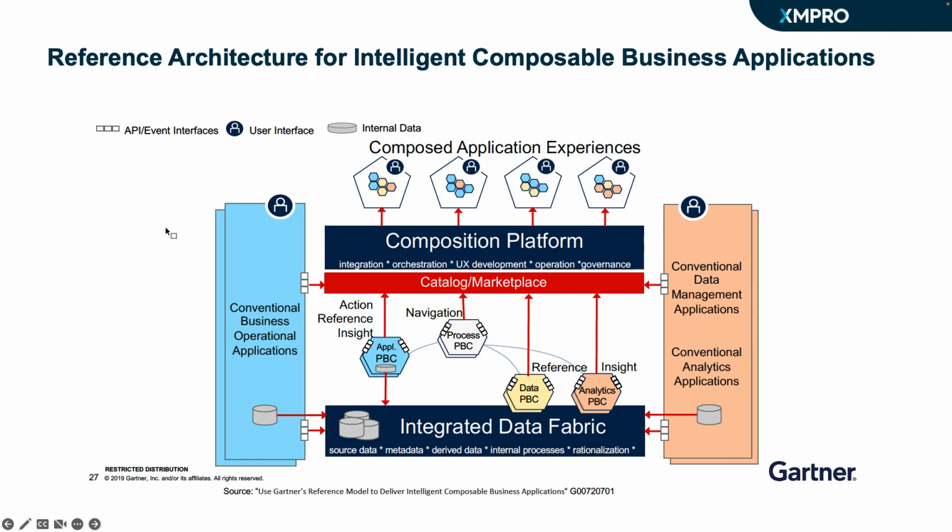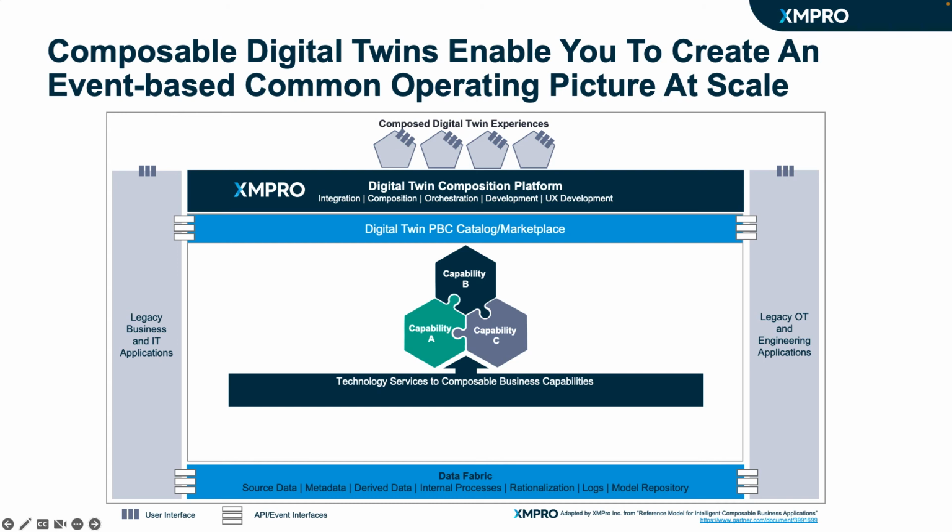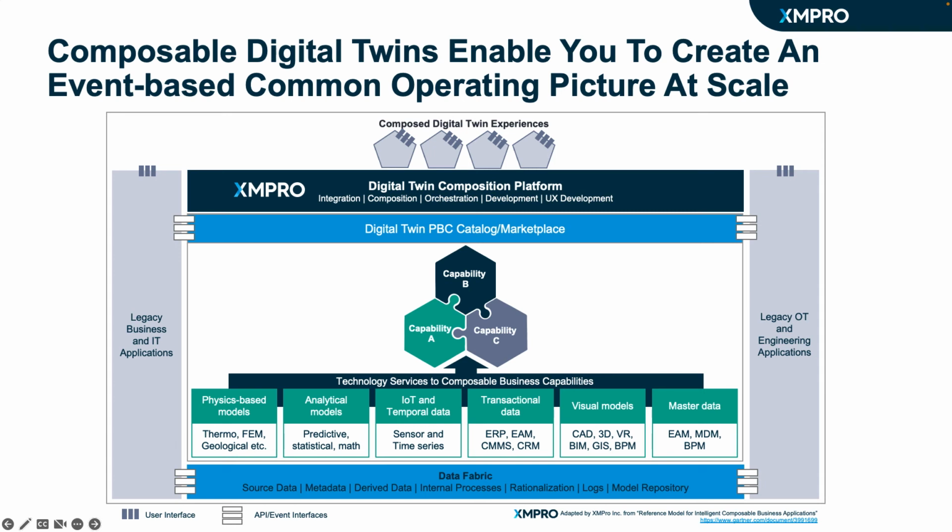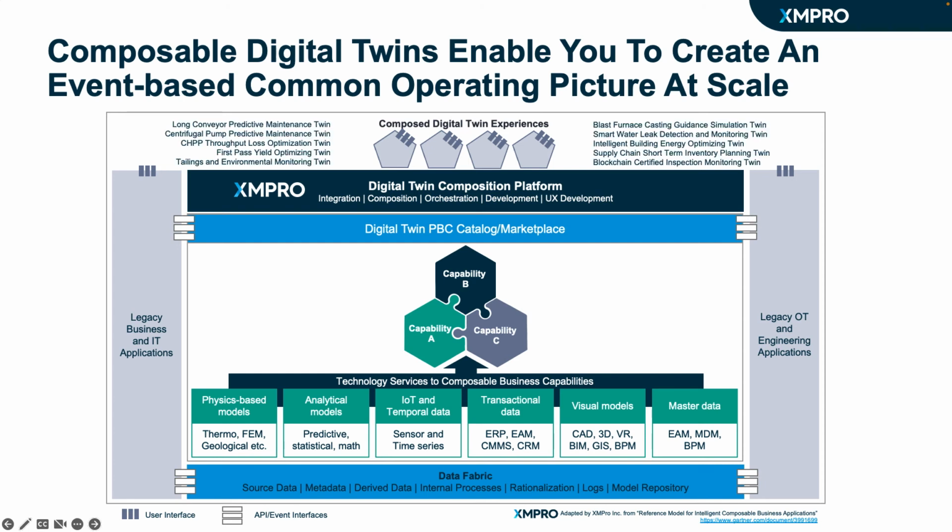What we've done at XMPro is take this approach and turn it into composable digital twins. So XMPro has a composable digital twin platform that enables you to do integration, composition, orchestration, the development side, and also the UX for a whole bunch of capabilities. In our industries, the typical data types are physics-based models, analytics, IoT, transactional systems, visual data, and master data. That is all combined to create these composed digital twins that provide a common operating picture, for example, on long conveyor predictive maintenance, first pass yield optimization, or intelligent building energy optimization.